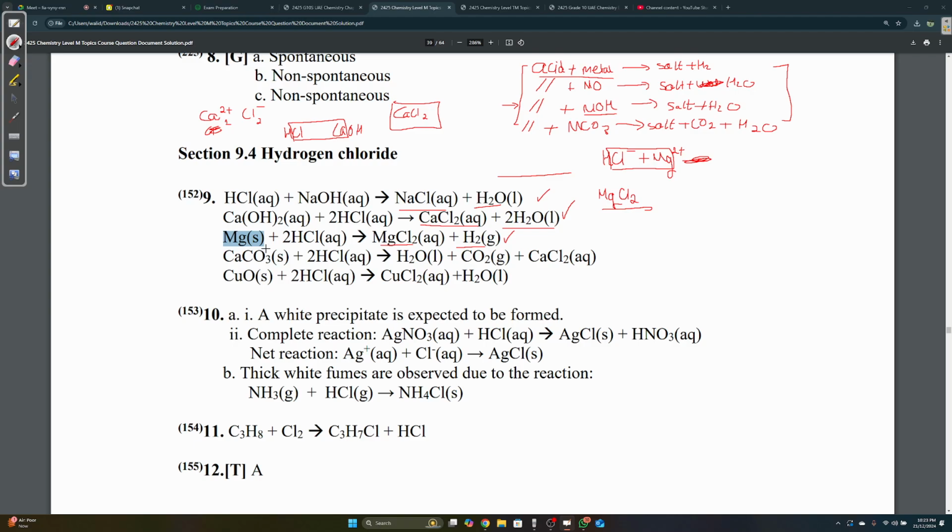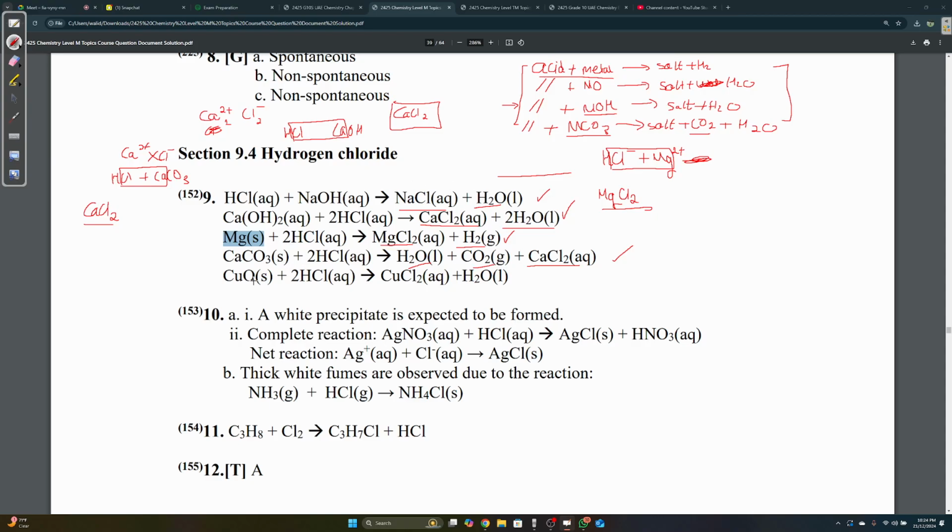Easy. The next one was calcium carbonate, which is metal carbonate. You have HCl plus calcium carbonate. You get salt plus carbon dioxide gas plus water. How do you know what the salt is? Box up the middle. CaCl2. How do you know? Because it's Ca2+ and Cl-. Crisscross, you get CaCl2. So CaCl2 should be the first thing there. Plus carbon dioxide gas plus water.